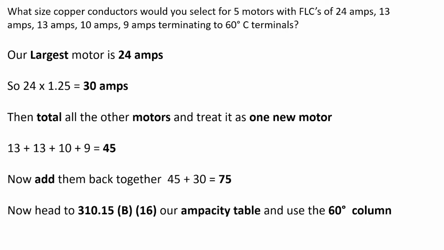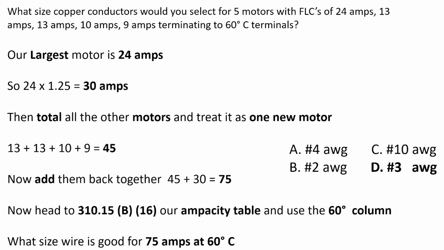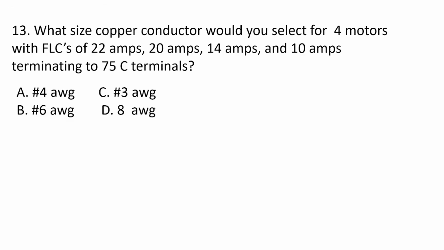So now we head to 310.15(B)(16), our ampacity table, and we use the 60 degree C column because that's what our question specifies. And what wire is good for 75 amps at 60 degrees C? It's going to be number 3.